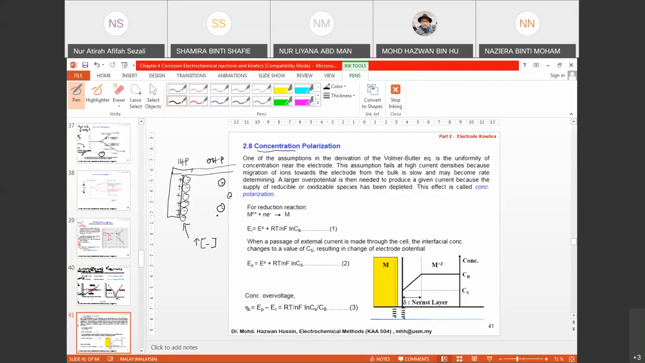So this actually can disturb the polarization process, because some of the current that has been supplied from oxidation or reduction has been depleted. Depleted means that it is not negligible, it's too small or what. Okay, because this effect is more major. So this is actually known as concentration polarization.